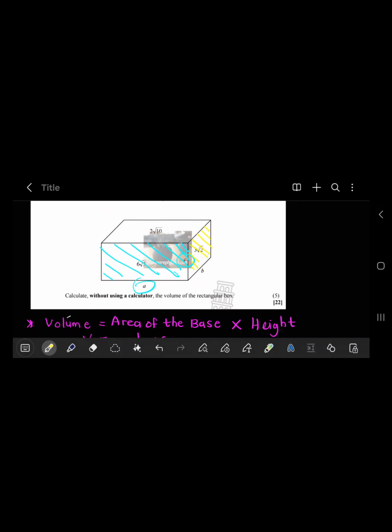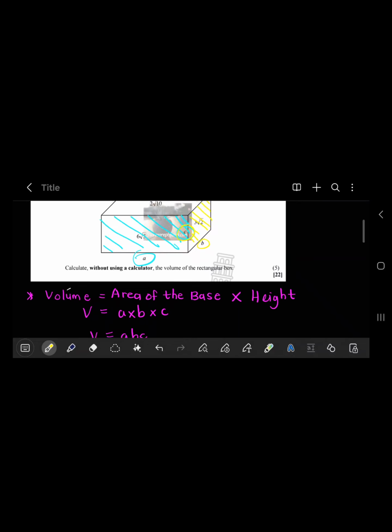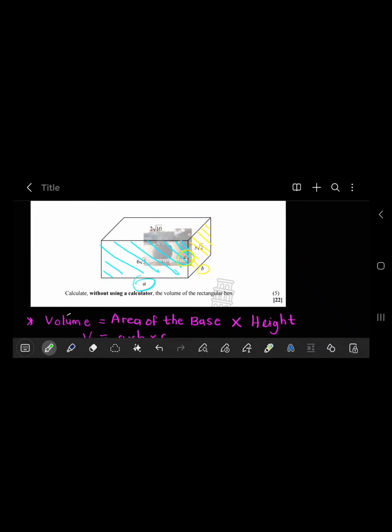That area is going to be given as B times C, and that is 3 square root 2. So BC is 3 square root 2. Now let's focus on the top. Actually, I wanted to focus on the bottom, but we cannot see the bottom face visible here. So we'll settle for the top because remember, this is a prism. The top and the bottom are exactly the same.